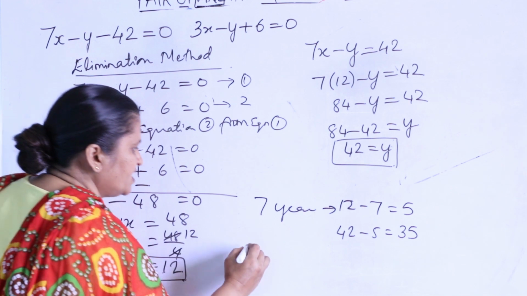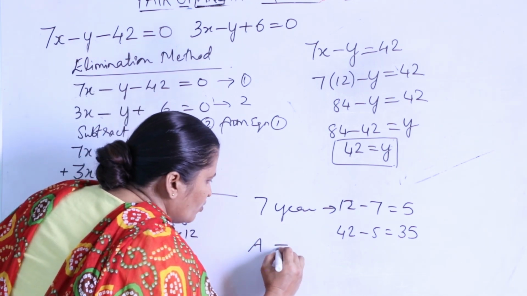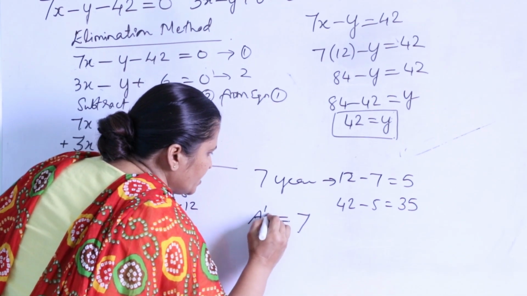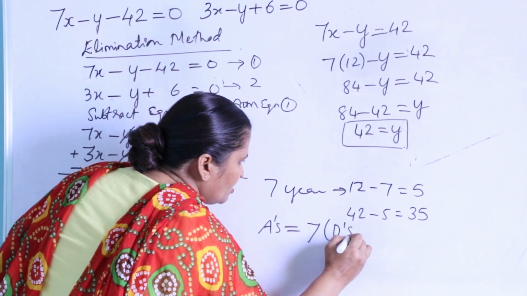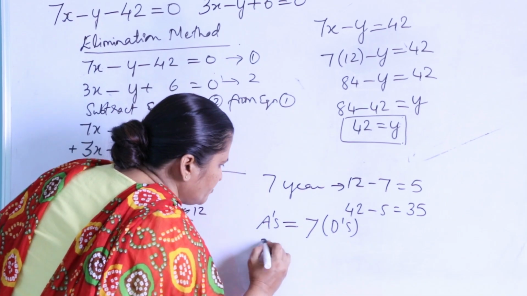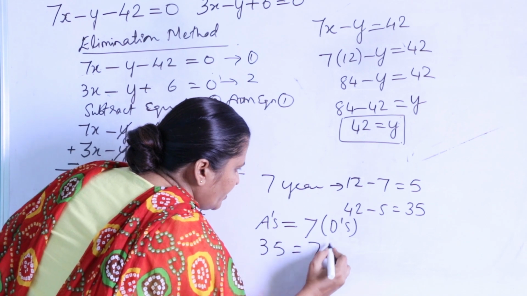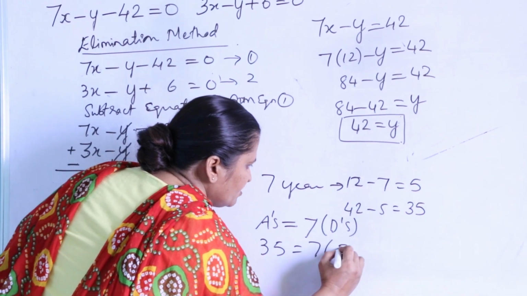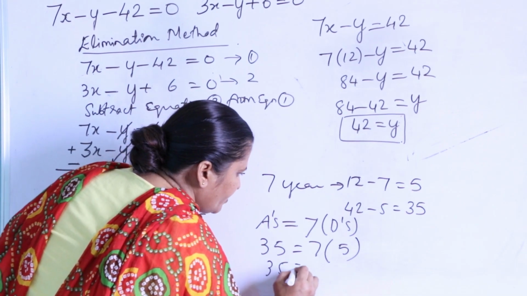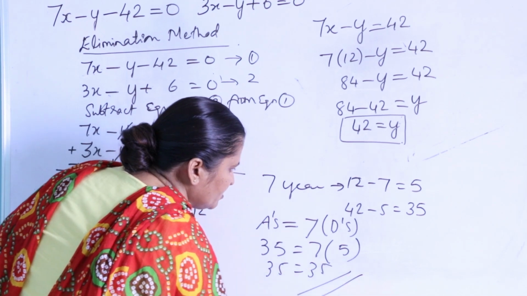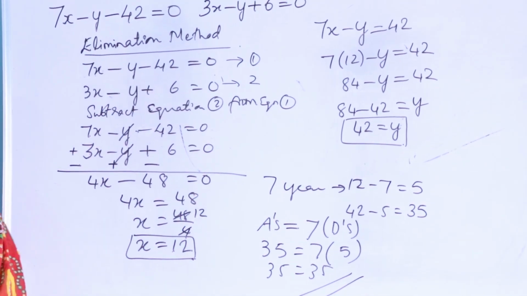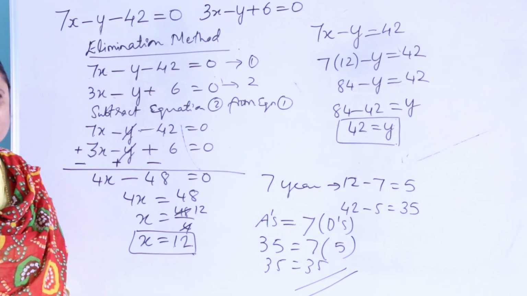And what was the condition? Aftab's age was 7 times daughter's age. Aftab 35. 7 times daughter's age 5. See, 35 equals 35. Verify. LHS is equal to RHS. That means our answer is correct.